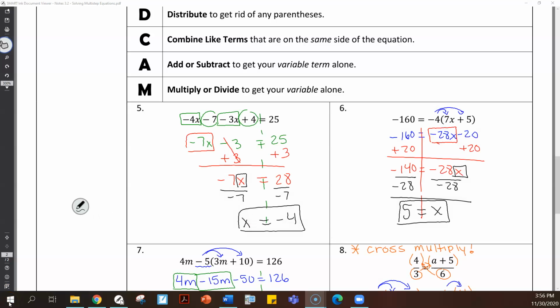All right, so your answers for 5 and 6. For 5, you should have gotten x equals negative 4. For 6, you should have gotten 5 equals x, or x equals 5, either is okay. A couple of things to keep in mind for number 5. Make sure that you're being careful when you combine your like terms. Negative 4x plus negative 3x is negative 7x. Negative 7 plus positive 4 is negative 3. So make sure you're checking those calculations in a calculator or in Desmos.